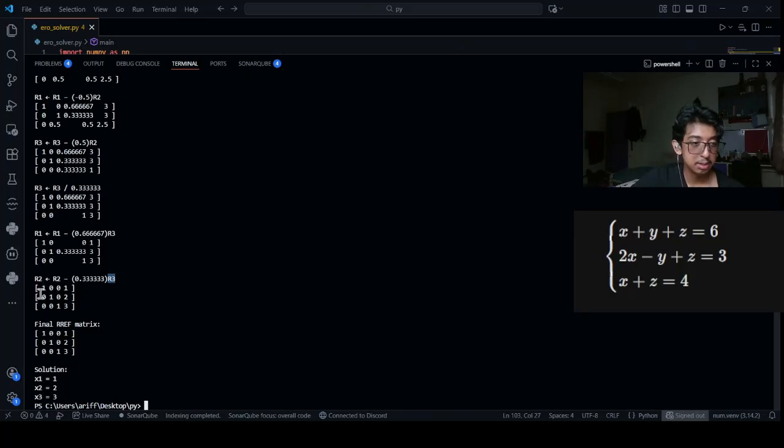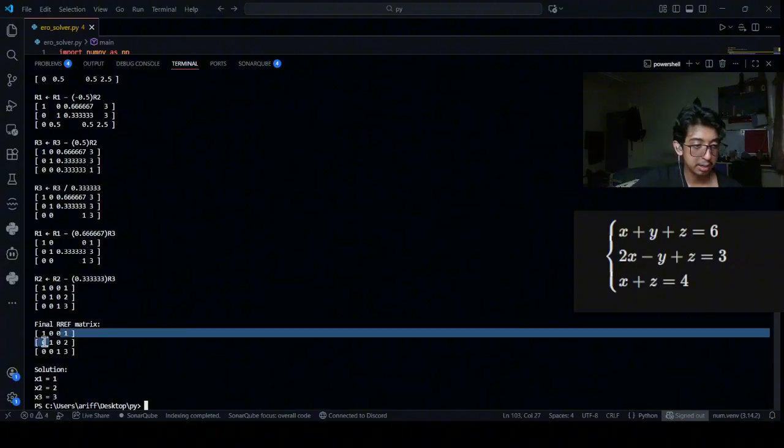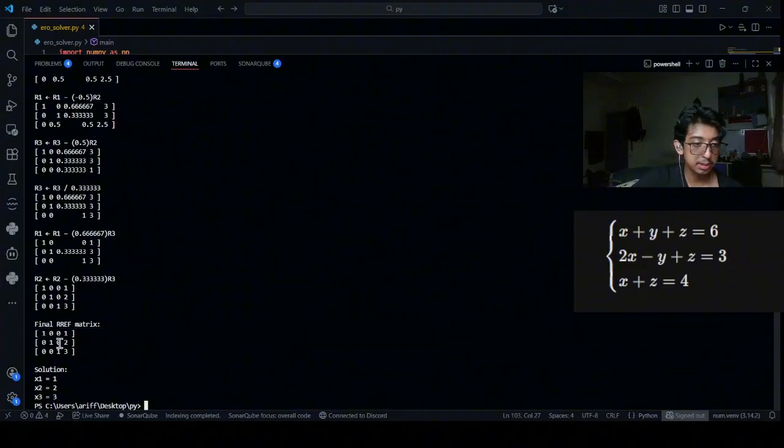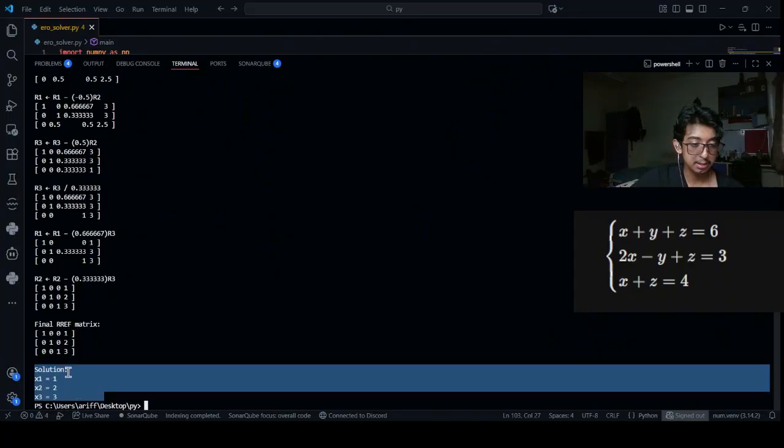0, 1, 0, 0, 1, 0, 1, 0 to 0, 0, 1, 3. This is the final matrix form. As we can see here, 1, 0, 0, 0, 1, 0, 0, 0, 1, it's actually the identity matrix form. Okay, and the right part here, 1, 2, and 3, is actually the solution. Here we see the solution is 1, 2, and 3.